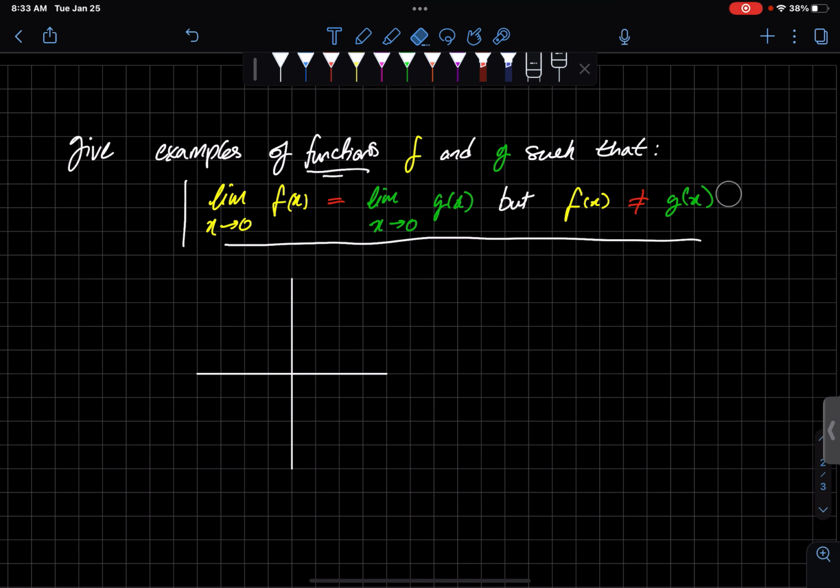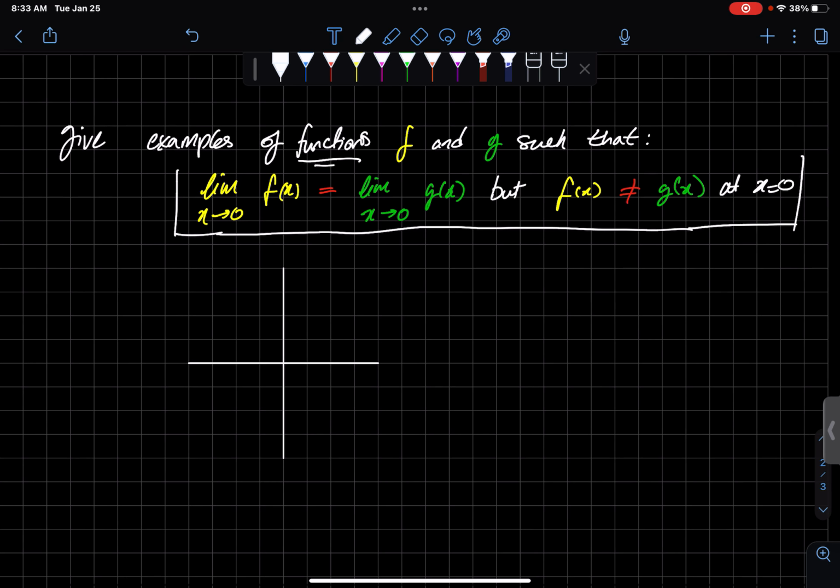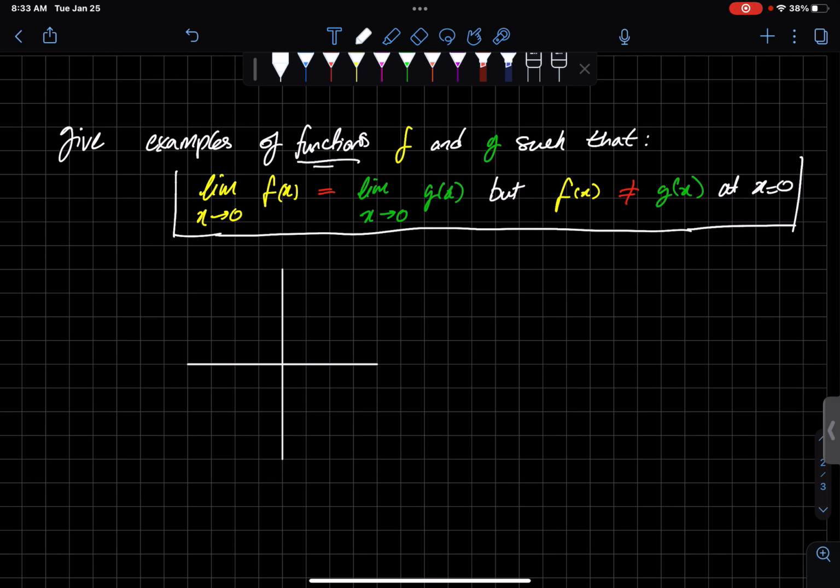So you just need to add at x equals zero. Okay, so how do we reason about this, and what might these two functions look like? You could come up with any number of examples, but first of all, we're just concerned with the point x equals zero.